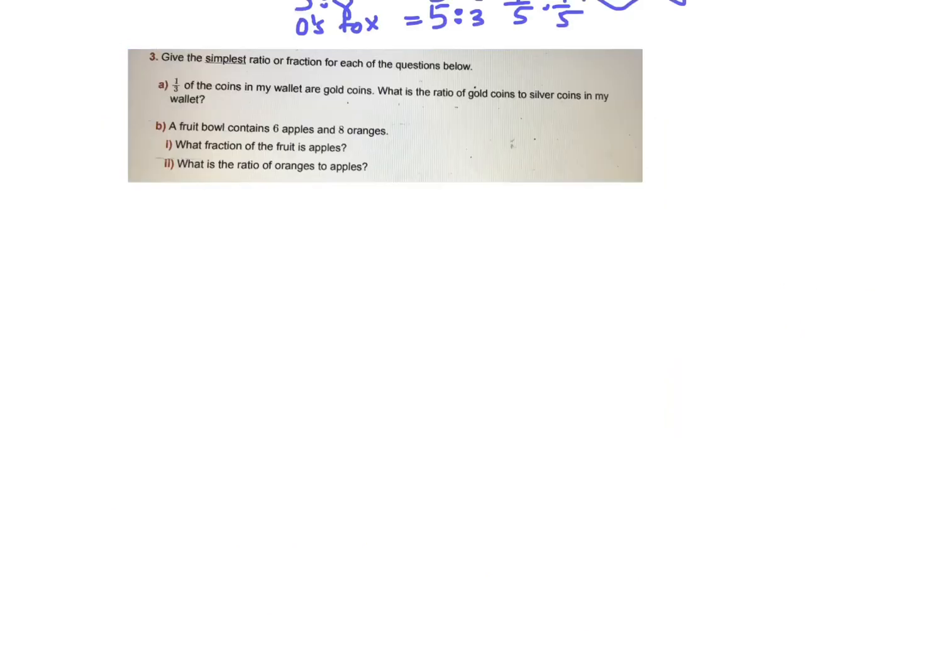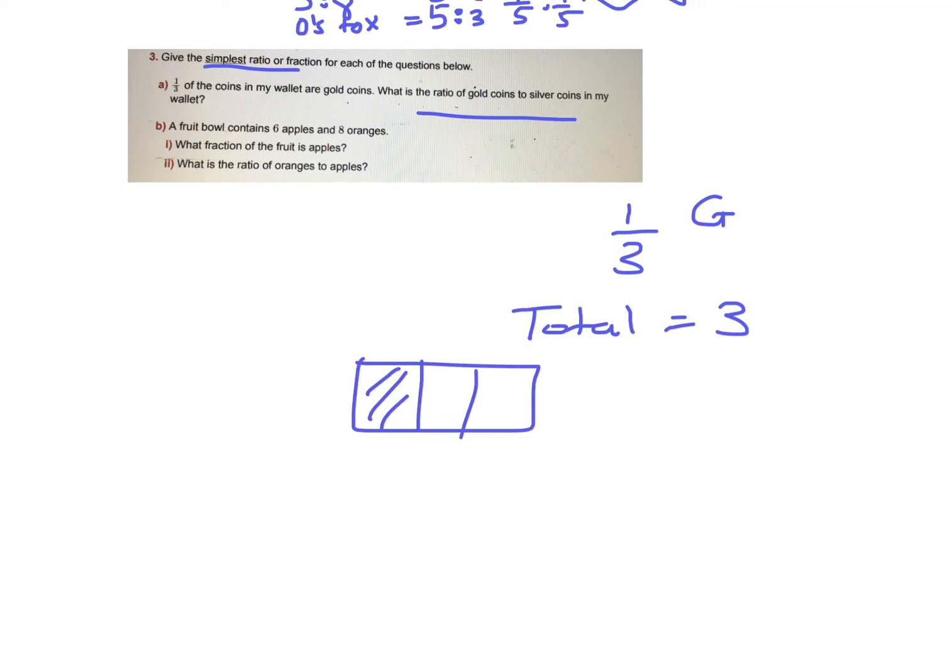Okay, so if you look at this one, give the simplest ratio or fraction for each of the following. 1/3 of the coins in my wallet are gold coins. What is the ratio of gold coins to silver coins? So if 1 out of 3 are gold, that means that the total in there would have been like 3. So you've got 1 out of 3. So that's gold to silver. Okay, so if you want to get the ratio of gold coins to silver, that would be 1 to 2. And notice they add up to 3.